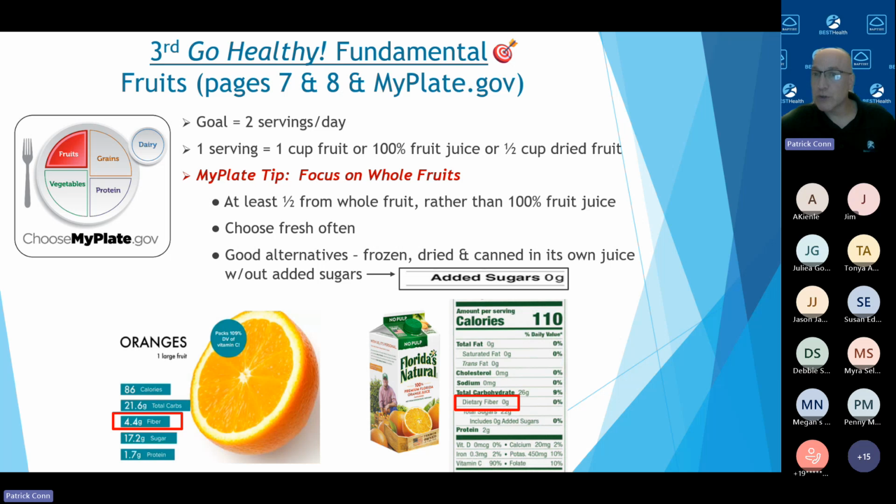Okay. Let me see. Catherine says, can we choose fruit juice, not from concentrate? Yes, you can, Catherine. You can. Man, AI is really busy here.